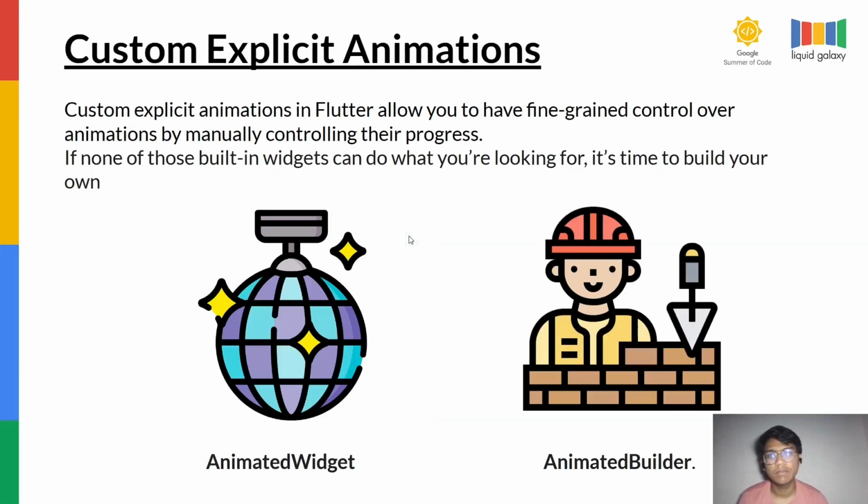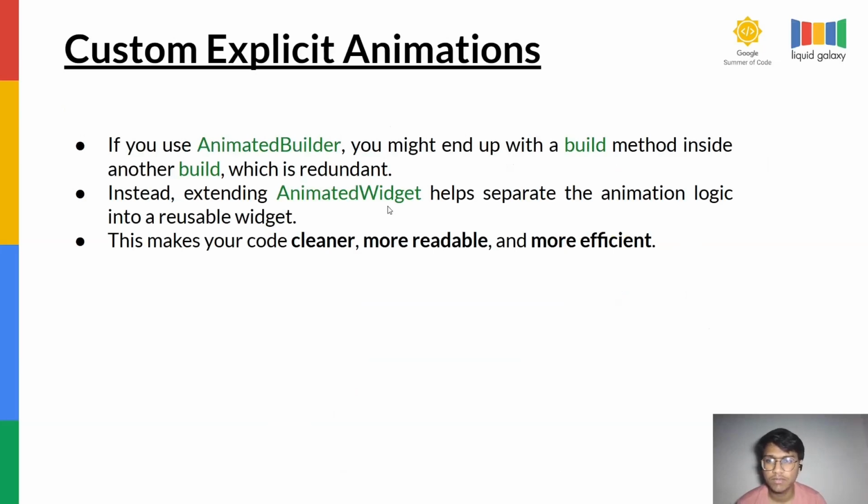Now, the second is custom explicit animations. When you want fine-grained control over animation by manually controlling their progress, you don't want the animation controller itself to calculate how much it should turn. And if none of the built-in widgets can do what you are looking for, then it is time to build your own. Explicit animation can be done by two methods: you can use the animated widget or you can use the animated builder. So let's see an example of both.